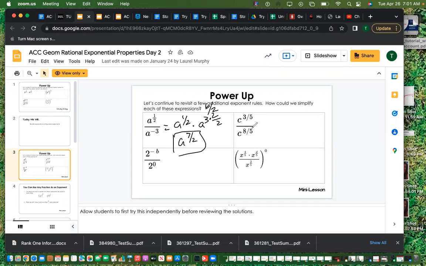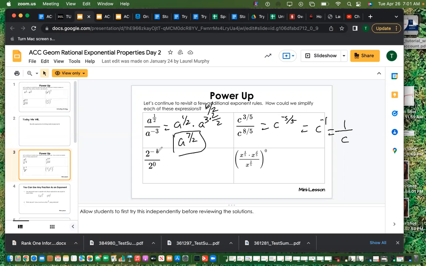Over here, they have the same denominator and I'm going to subtract. So 3 minus 8 is -5. Well, -5 divided by 5 is just going to give me -1. So I could rewrite this as 1/c.